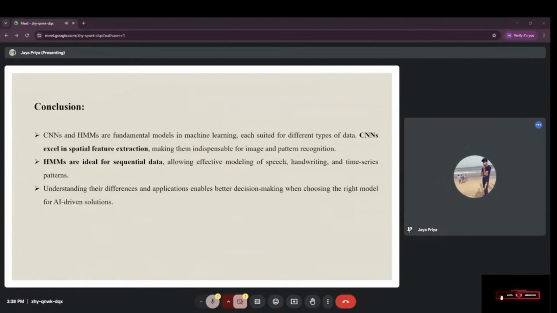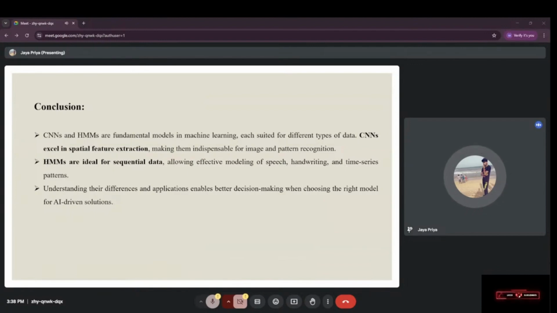Finally, the conclusion. The convolutional neural network and the Hidden Markov model are fundamental models in machine learning, each suited for different types of data. CNNs excel at spatial feature extraction, making them ideal for image and pattern recognition. Hidden Markov models are ideal for sequence data, allowing effective modeling of speech, handwriting, and time series patterns.